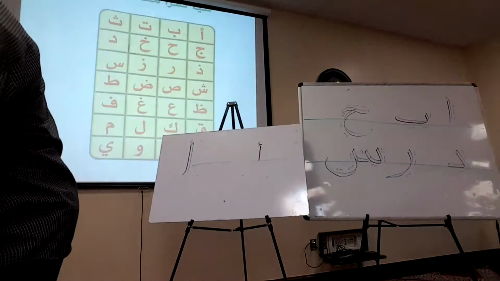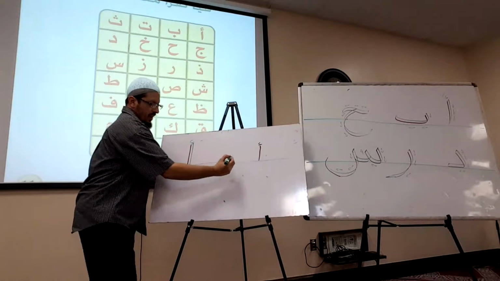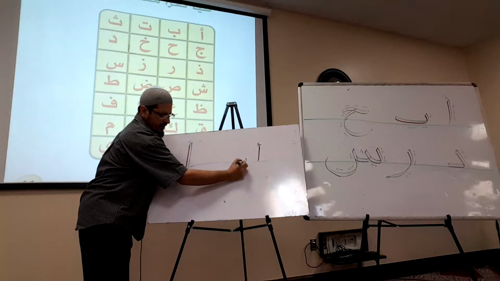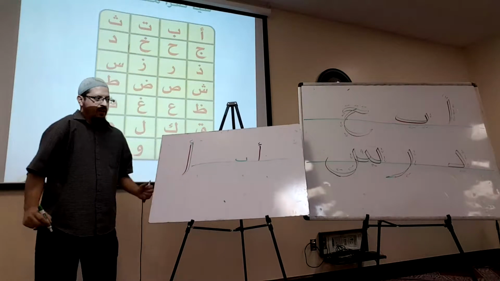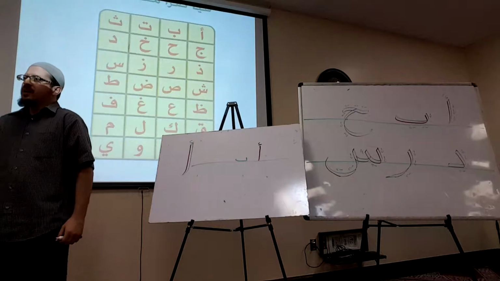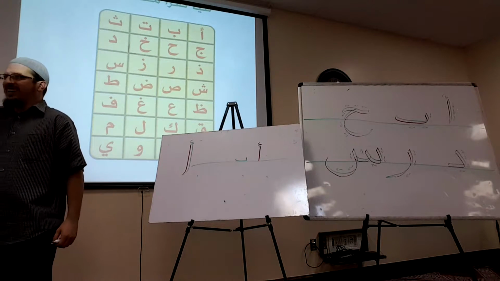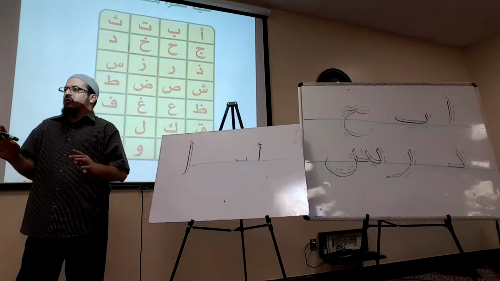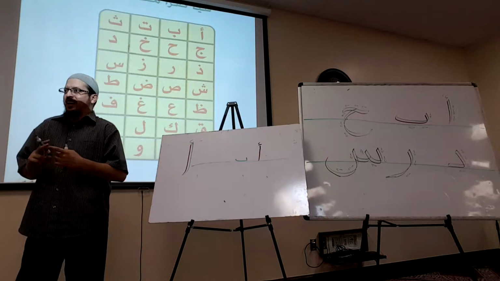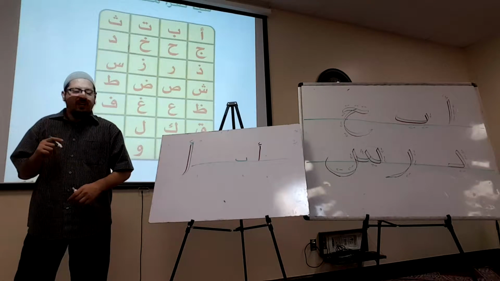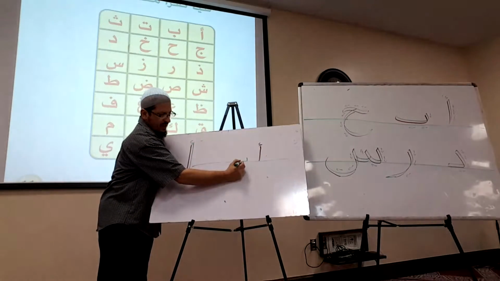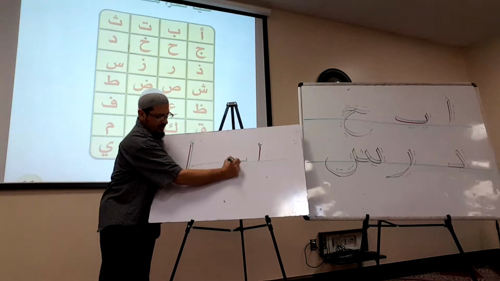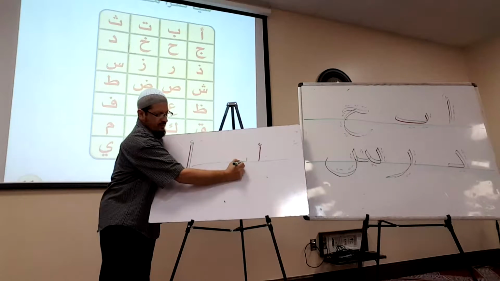Then we have ba on the line. Okay, so the first part of the ba looks like the dal. Okay, all right. So we're gonna look at letters that are highly similar. If you know the dal, you know many different letters. Dal, the ra, right? It has almost similar beginning. So here you have the ba, and then after you do it from right to left, and then the dots right in the middle.